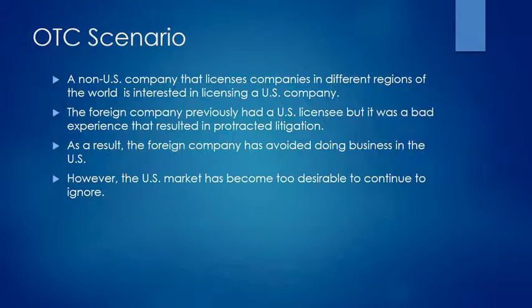Okay, so in our first scenario, we have a non-US company that licensed companies in different parts of the world, and it was interested in licensing a US company. It had been burnt badly once before in dealing with a US company: protracted litigation, expenses. This foreign company was not happy. But the US market is too darn good to continue to ignore. So what did the parties do? The parties being the foreign company and the new US company.